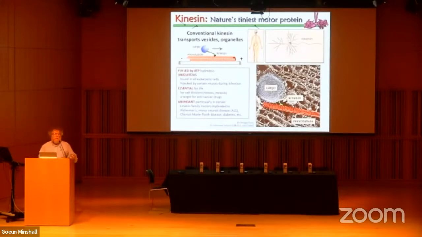Kinesin and its relatives are responsible for lots of things, including the division of cells and the separation of the chromosomes in mitosis and meiosis. They're found in all eukaryotic cells. They're abundant in nerves. If you have problems with them, you have a bunch of diseases. So kinesin is, in fact, nature's tiniest little ATP-fueled motor protein.